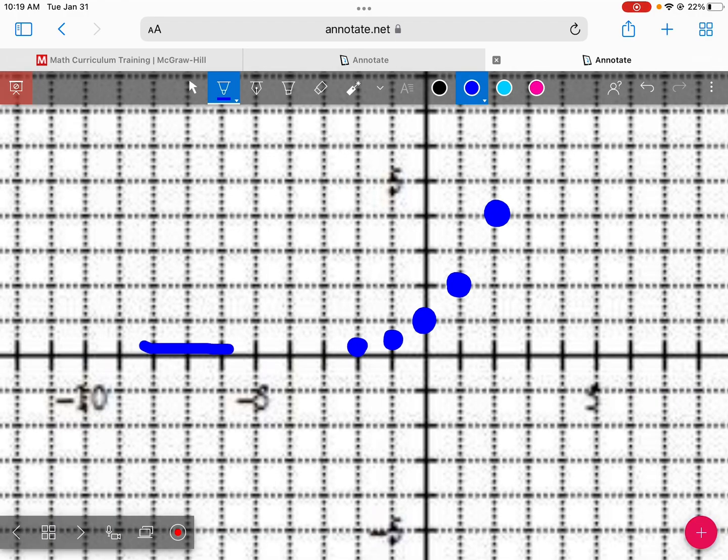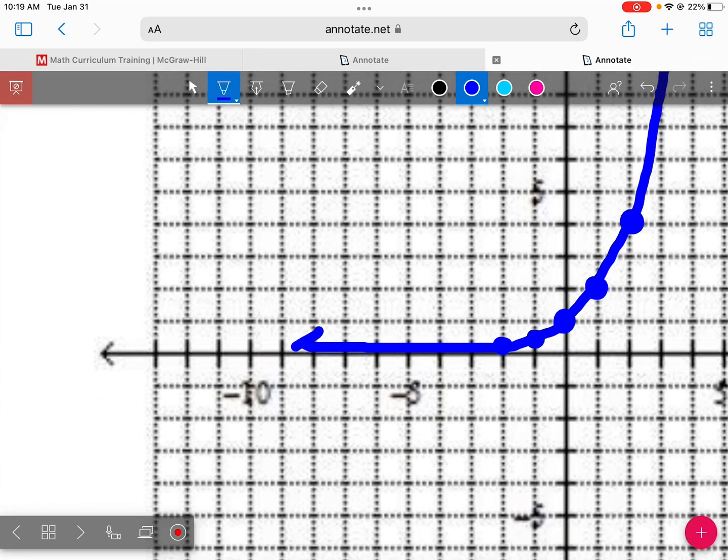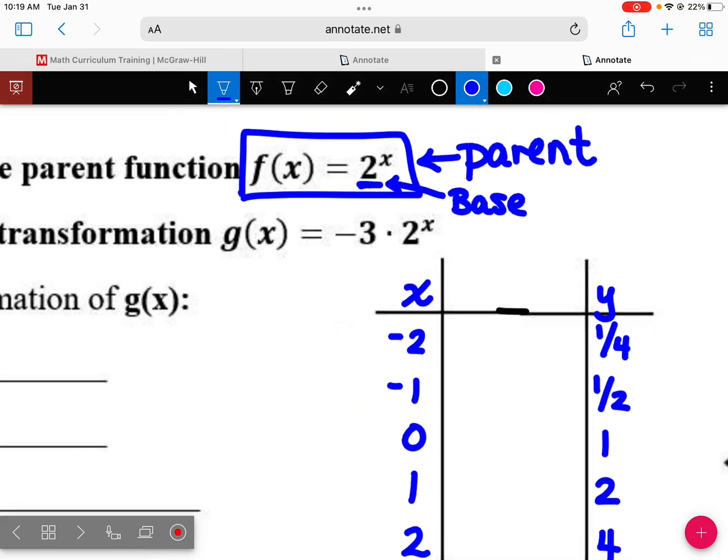Not going to cross the x-axis. That is always the asymptote for the parent. And it curves through those points. All right.